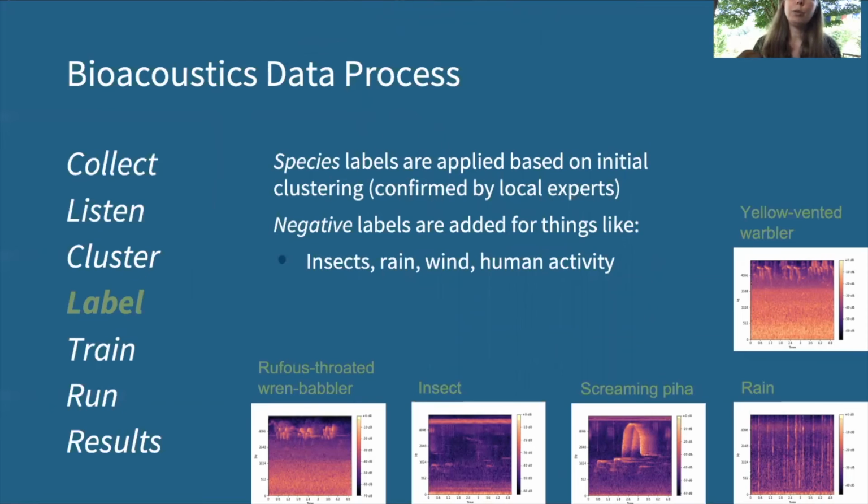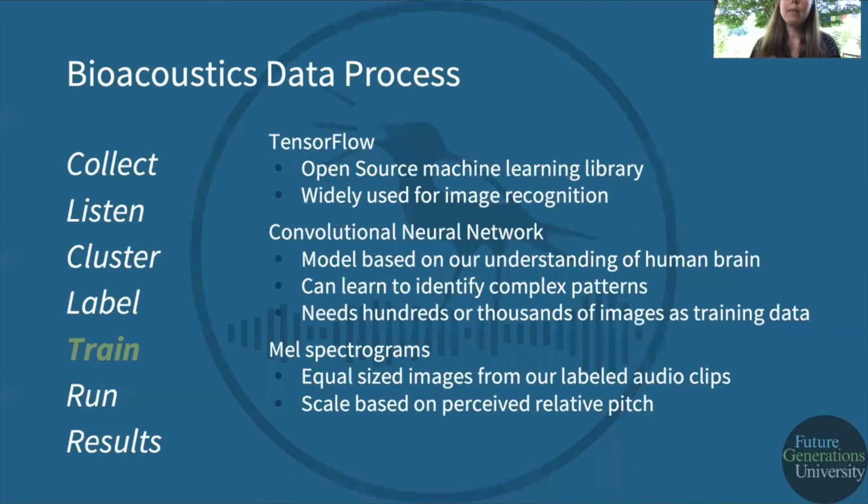So we want to label species which are of interest to us, like the yellow-vented warbler, the rufous-throated wren babbler, and the screaming piha. But we also want to label things that we're not trying to identify, such as some insects, rain, human activity, things like that. So we need both these positive and negative labeled data sets for the machine learning. And then we train the machine learning model. So we give it a bunch of labeled samples that we know this is the species we're looking for, and this is other things. And it trains the model to look for that species.